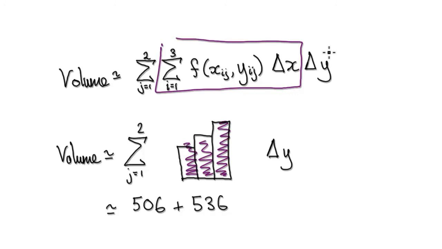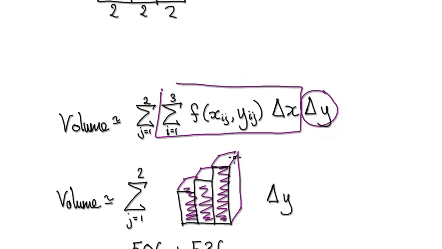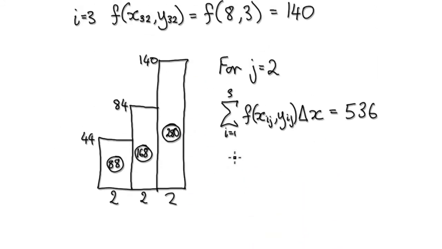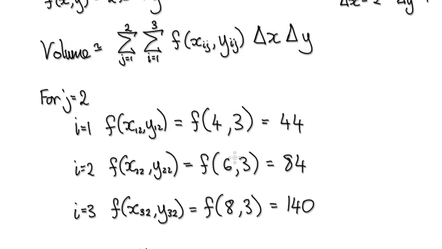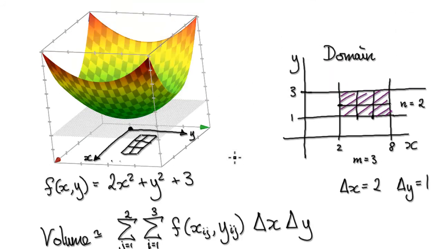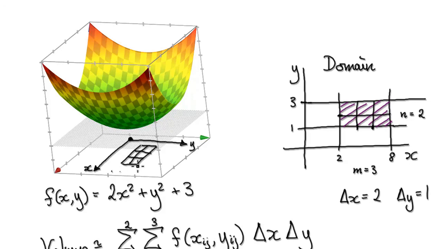And then when you times it by delta y, delta y is like the depth. So when you times it by delta y, it will give you a volume like this. So it will give you some sort of depth. So when you look at this thing here, you've got your sheet of paper here.